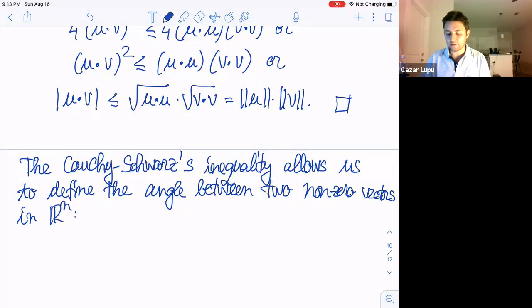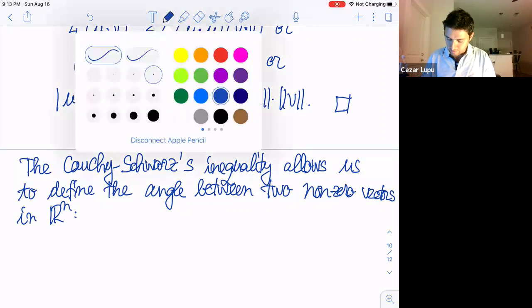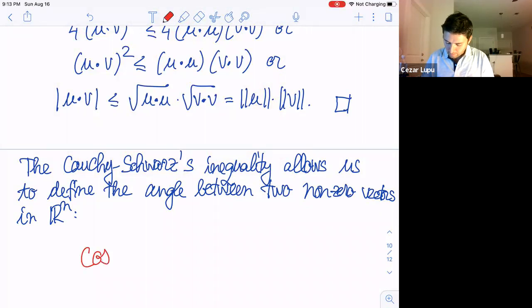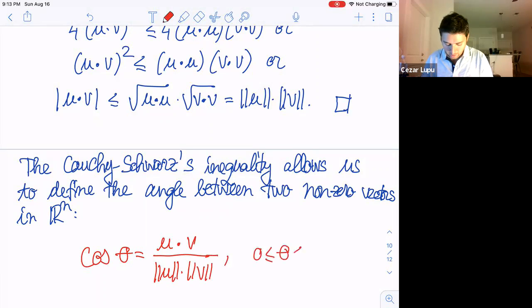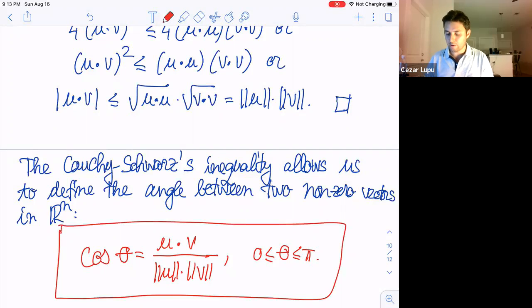So we can extend the definition to Rn, and let's write it. So the cosine of theta is nothing else than just u dot v over the magnitude of u times the magnitude of v, for theta between 0 and pi. So that's the angle between two vectors in Rn. This is how we compute the angle of two vectors.